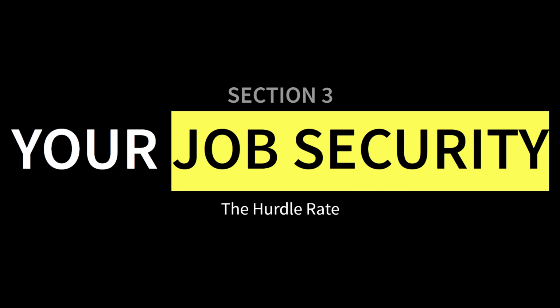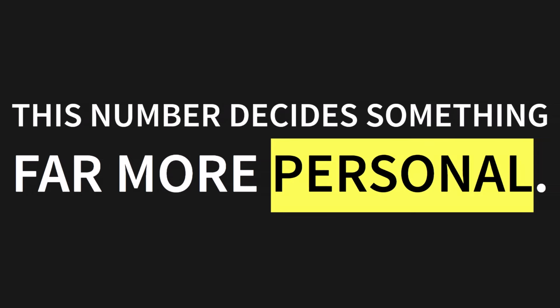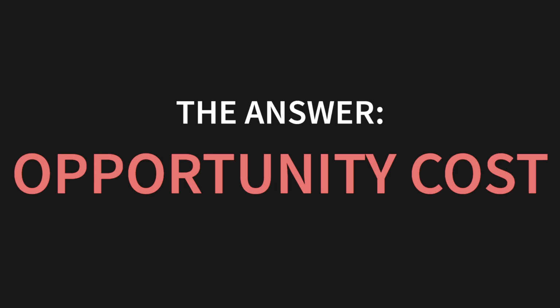All right, we've talked about how interest rates create a kind of gravity for big things like stocks and real estate. But this number, R, it decides something far, far more personal. Think about this for a second. Why do perfectly profitable companies that are making money hand over fist, suddenly announce hiring freezes? Or even worse, layoffs? The answer is opportunity cost.